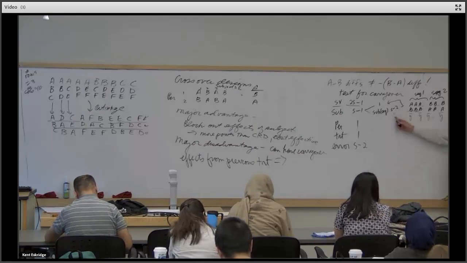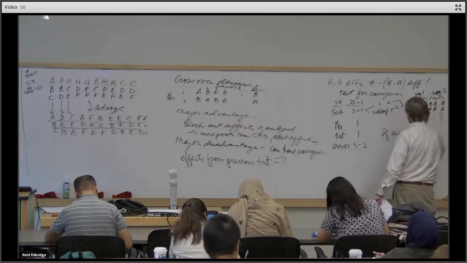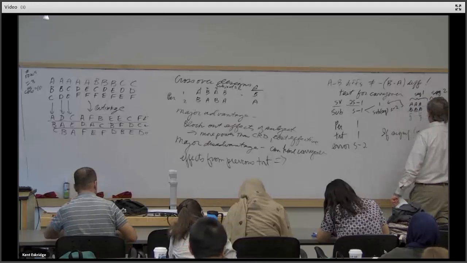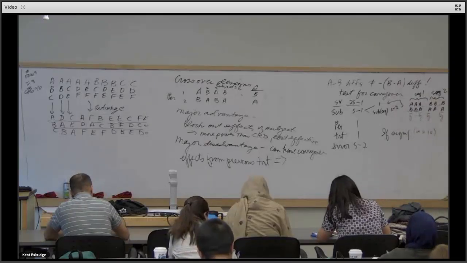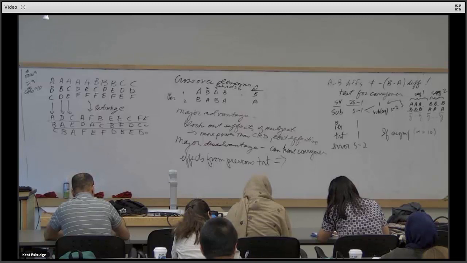So this is a test for carryover effect. If it's significant, let's say at alpha equals 0.1, I think that's what FDA does. They require this if it's significant at alpha equals 0.1. Then what do we do? We can't trust the results of the trial, right? Why?